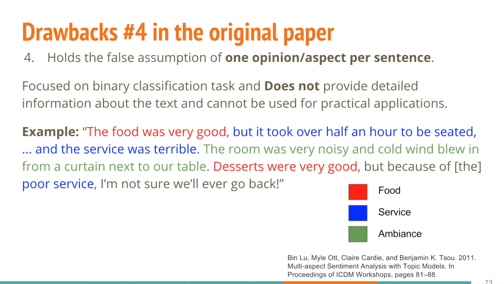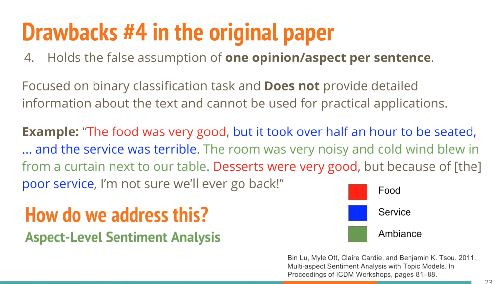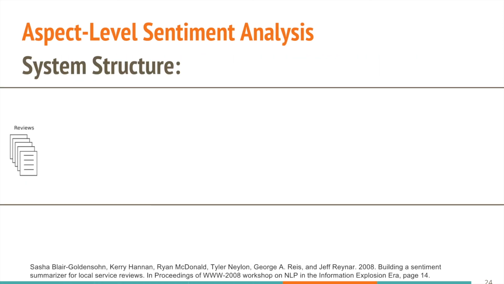So how do you address this? Basically, we need a more fine-grained level of examination of opinions in sentences, and we need to look at the problem from another perspective. That's where aspect level sentiment analysis comes into place. Okay, now let's take a look at a specific implementation of such a system. In this paper, the author implemented such a system, and the structure is as follows.